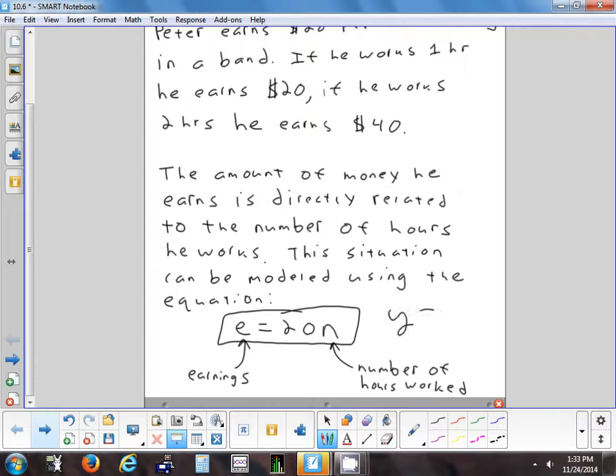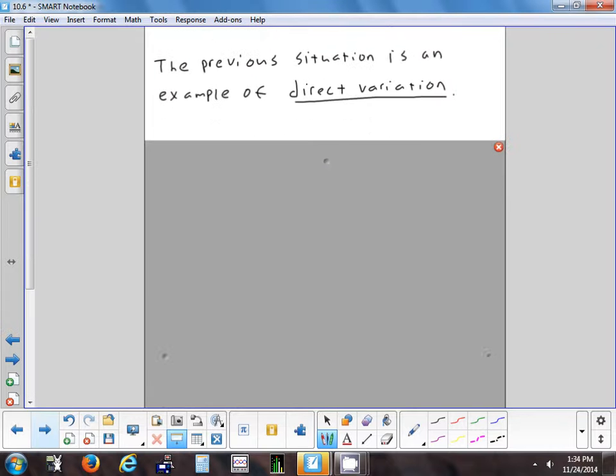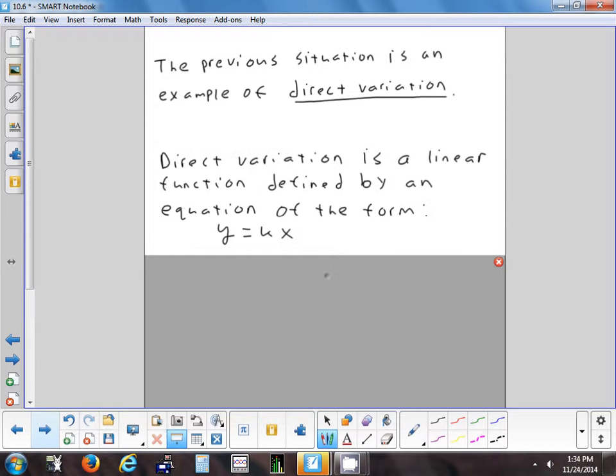Here's an example of another one. Y equals 2x. A letter, equals, a number, and then another letter. We'll use x and y a lot, because that's what we're used to when we do graphing. But this equation used E and N for earnings and number of hours. So let's take a look. That previous example we just looked at was direct variation. So this part is important.